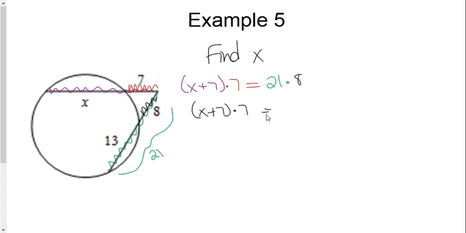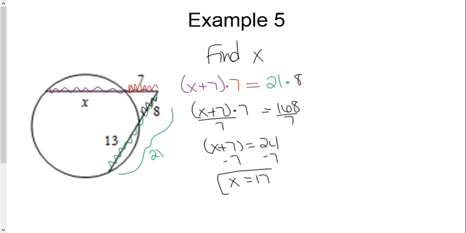Is equal to 168. So divide both sides by 7. And I get x plus 7 is equal to 24. So subtract 7 from both sides is the last step, and we get x equals 17. Which kind of makes sense because 13 is bigger than 8, so I would think that the segment inside the circle would also be bigger than 7 for the other side.